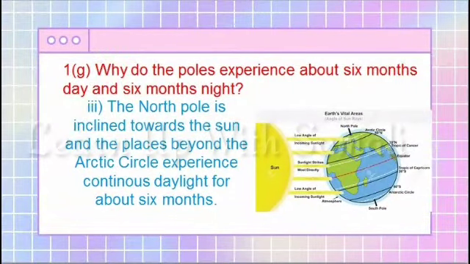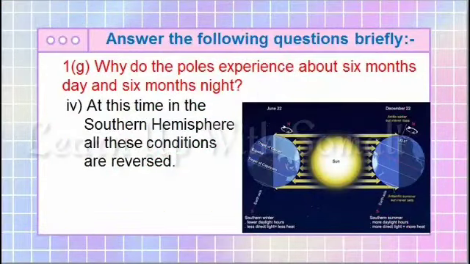Question number 1g, the third point is the North Pole is inclined towards the Sun and the places beyond the Arctic Circle experience continuous daylight for about 6 months. And the last point of this answer is, at this time, in the southern hemisphere, all the above conditions are reversed.